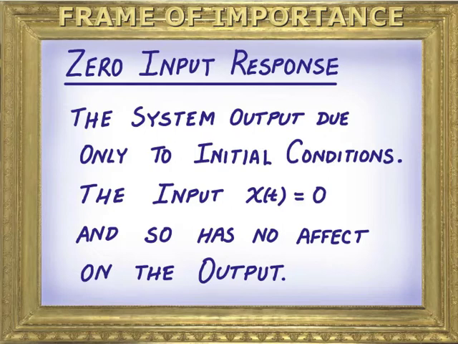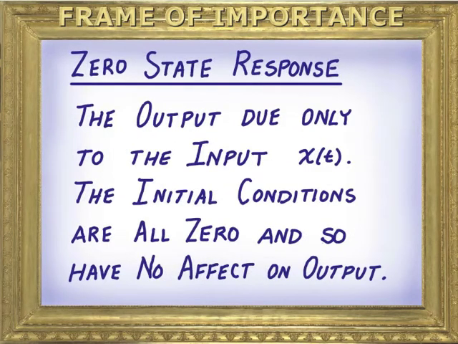So the zero input response, once again, is the system output due only to initial conditions. For such an experiment, the input x of t is equal to 0, and so it has no effect on the output. On the other hand, the zero state response is the output due only to the input x of t. The initial conditions, in this case, are 0, and so they have no effect on the output.